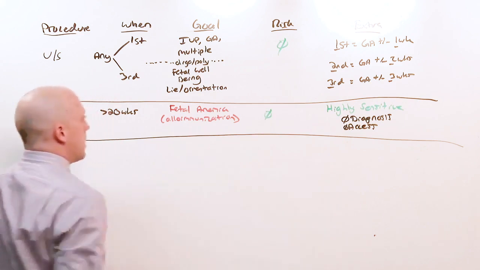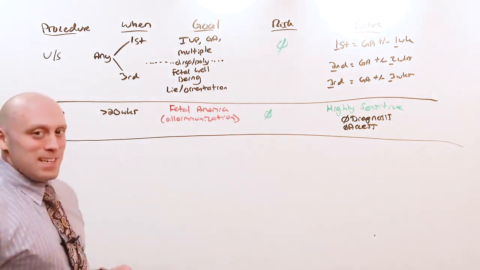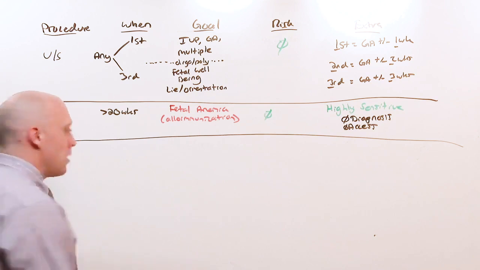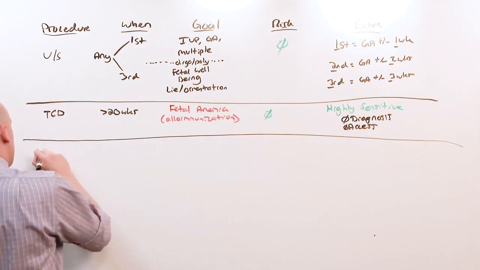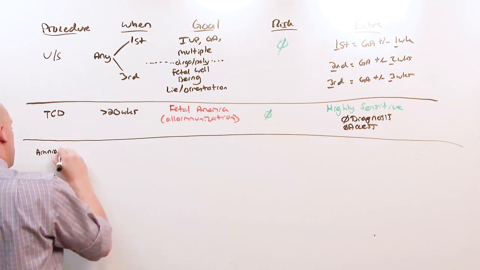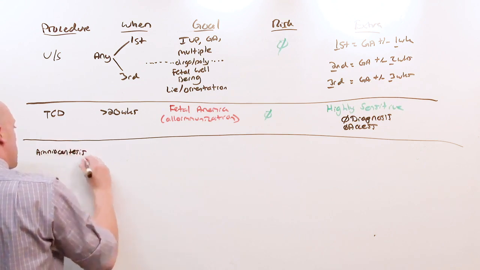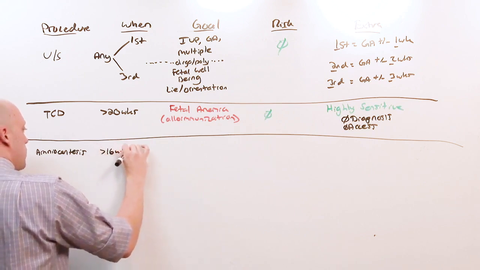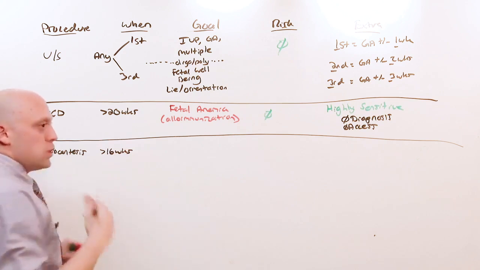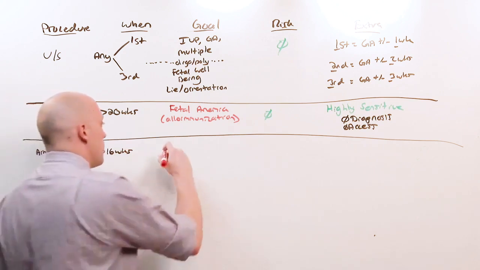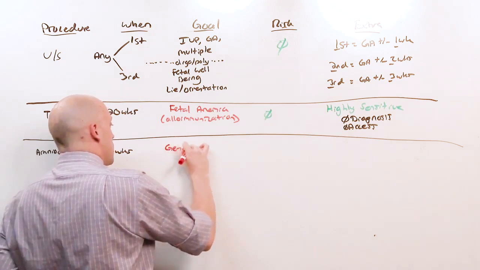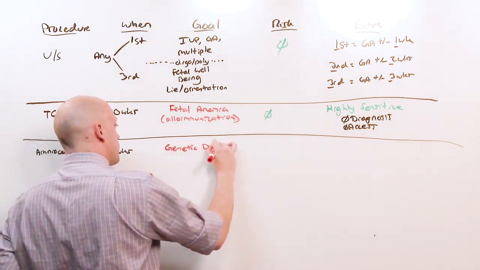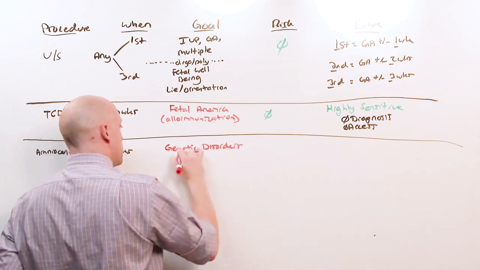We're going to come back to this at the end. We're doing this in increasing risk. The amniocentesis used to be the go-to test. And generally, it was used after 16 weeks, up to term. And you could use it for a couple of things. It's still used for genetic disorders, such as Down syndrome.